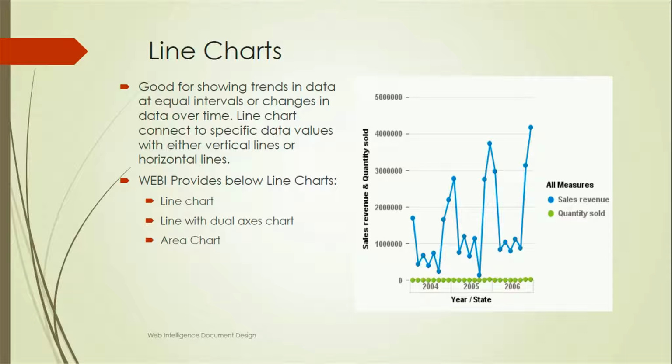Line charts. Why are line charts used, and when can we use them? They are good for showing trends in data at equal intervals or changes in data over time. If there is a change in data over time or over some specific range, then we can display this data using line charts. In line charts as well, there are different types. This is the line chart screenshot shown here. Then line chart with dual axis, and then area chart. These are the three types related to the line chart.